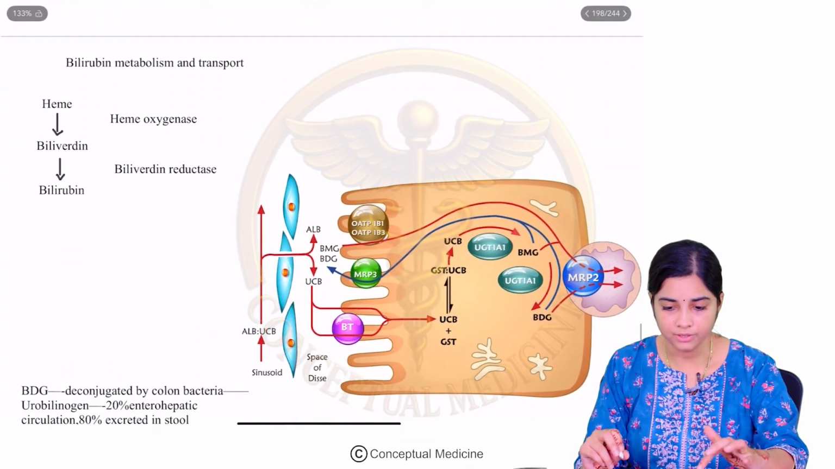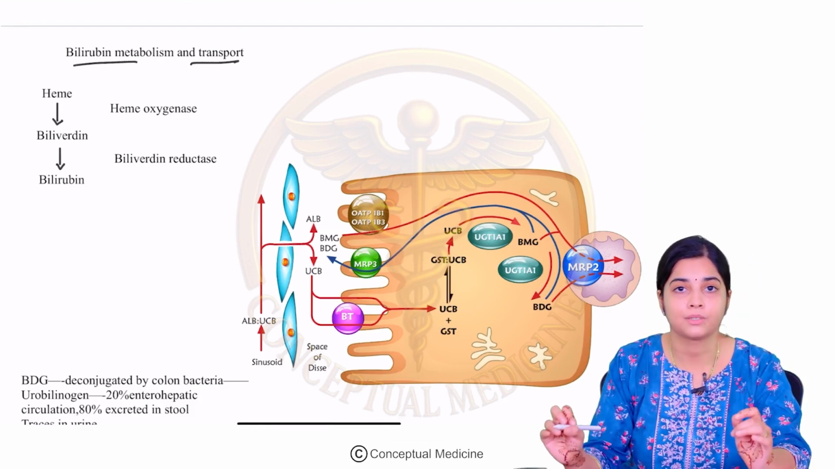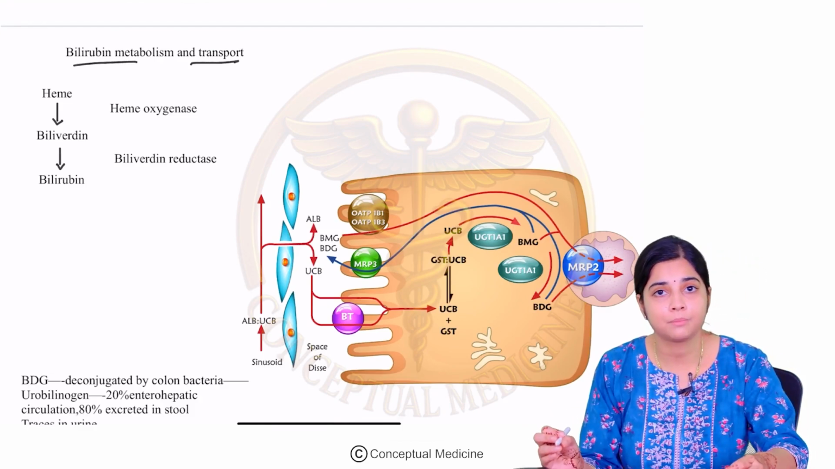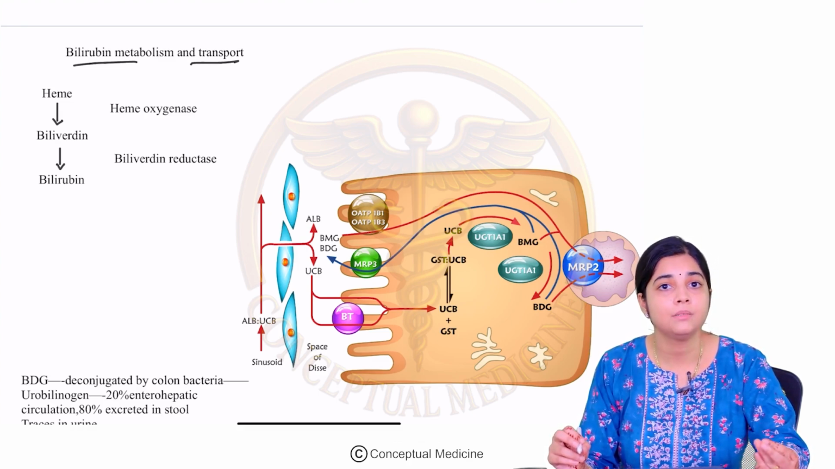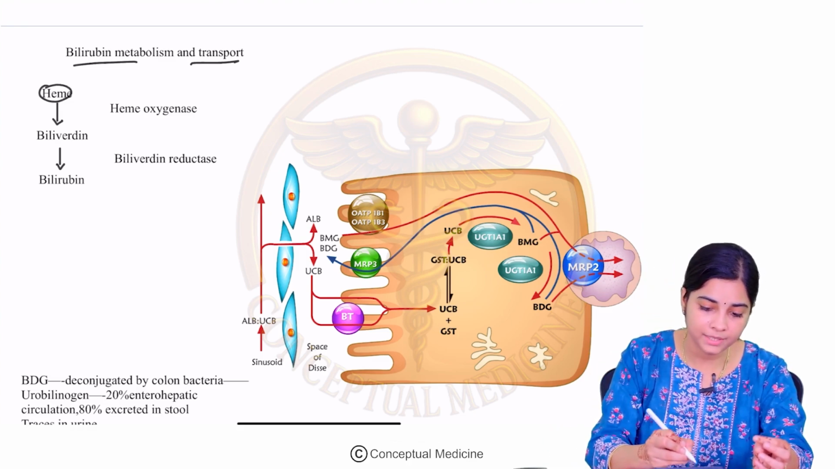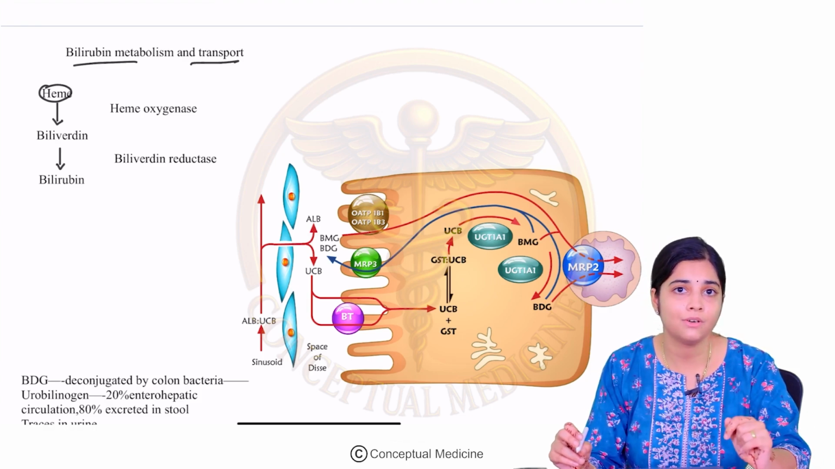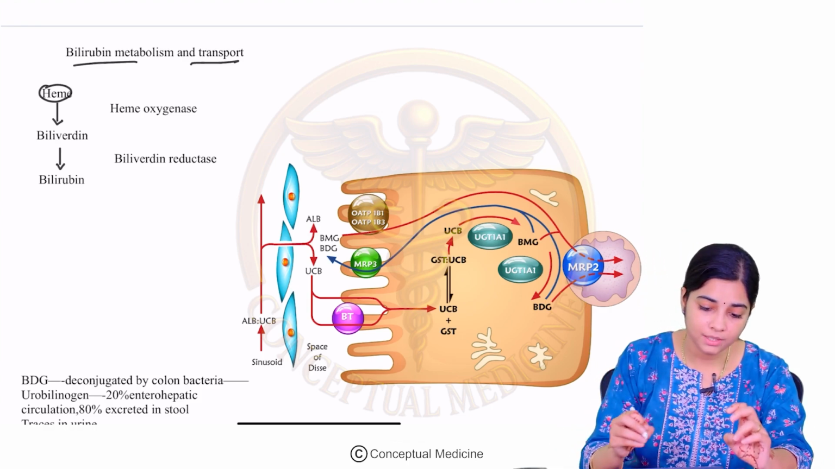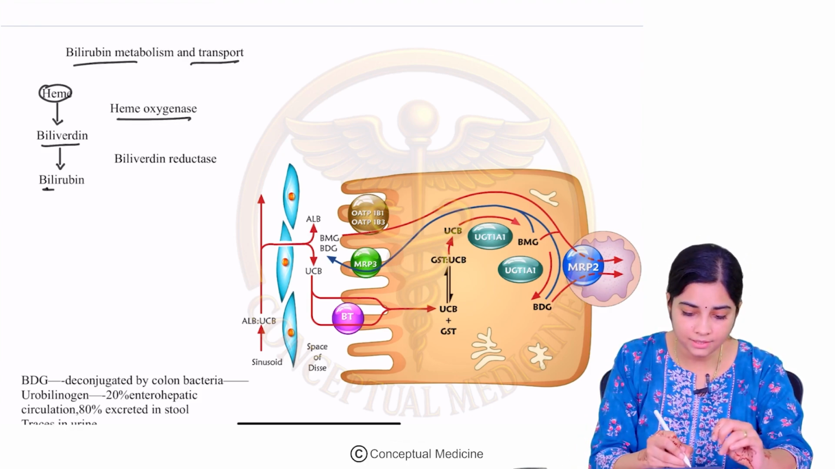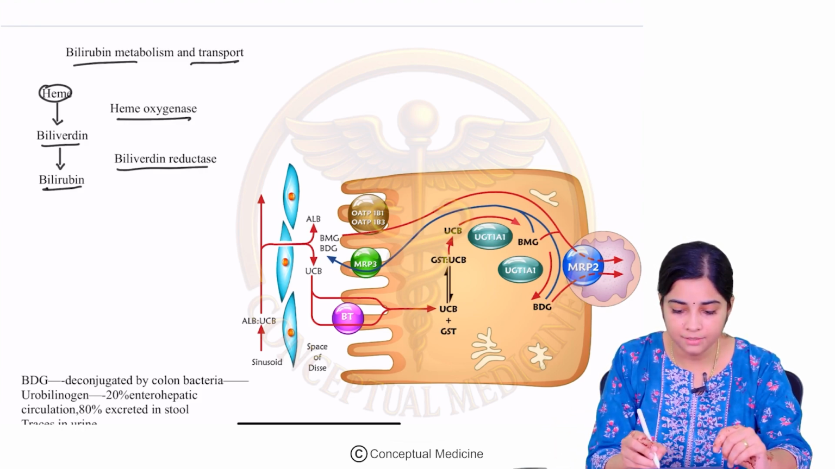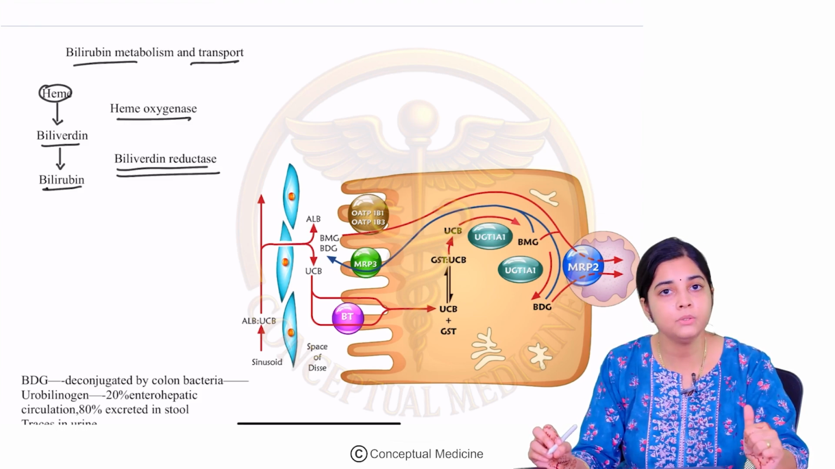Now let us move forward. Let us understand bilirubin metabolism and transport. We know that bilirubin is produced by the breakdown of heme. Heme is obtained from the RBC. So when the RBCs break down, the byproduct is bilirubin. So how is this formed? Heme is converted into biliverdin by heme oxygenase, and biliverdin is converted into bilirubin by biliverdin reductase.